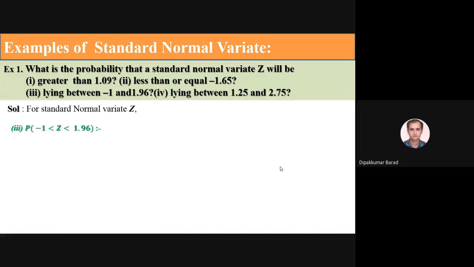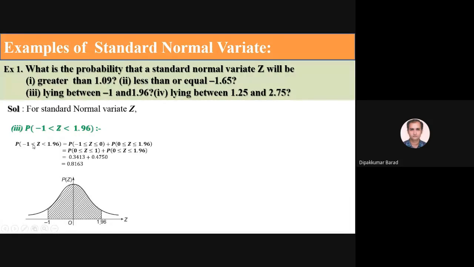Now z in between -1 and 1.96. Here one z is negative and one is positive. The part between 0 and 1.96 you can easily find out, but for -1 to 0 we have to use symmetry and add whatever area we get. So you can represent P(-1 ≤ z ≤ 1.96) as P(-1 ≤ z ≤ 0) plus P(0 ≤ z ≤ 1.96).